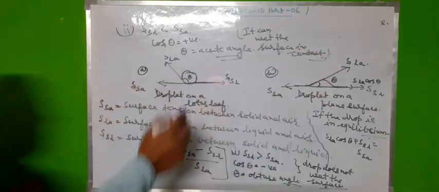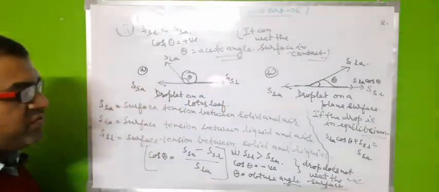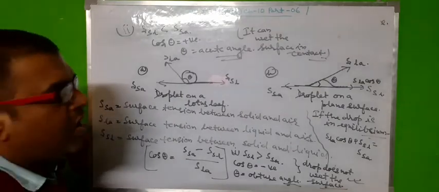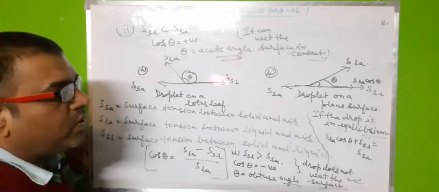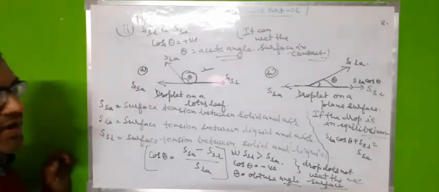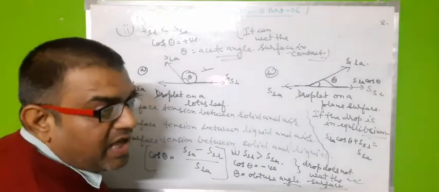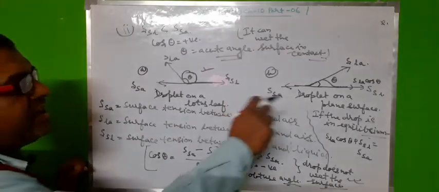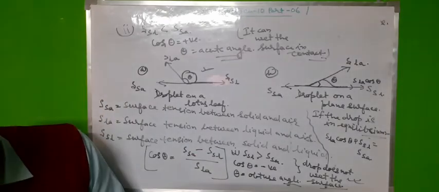The first situation is observed when mercury is placed over a plane surface, or when a water drop is kept over a lotus leaf. In that situation the angle of contact is obtuse. But when a water drop is kept on a table or on glass, it spreads like that, theta is acute, and it has the tendency to wet the surface. So this is about the angle of contact.